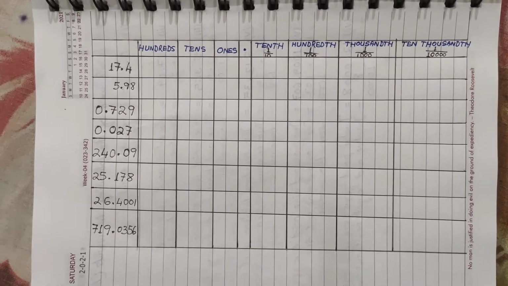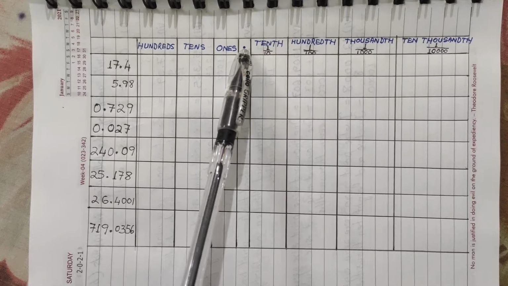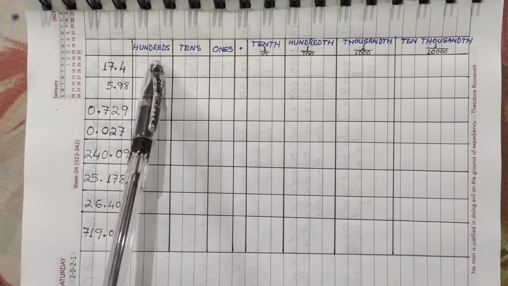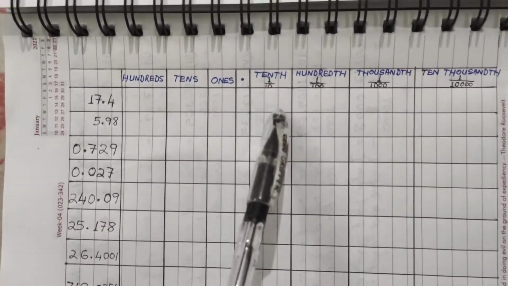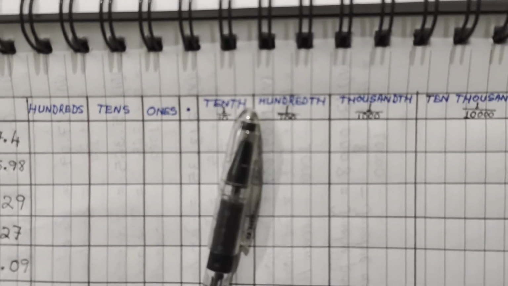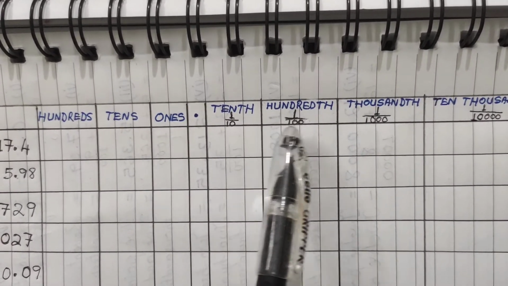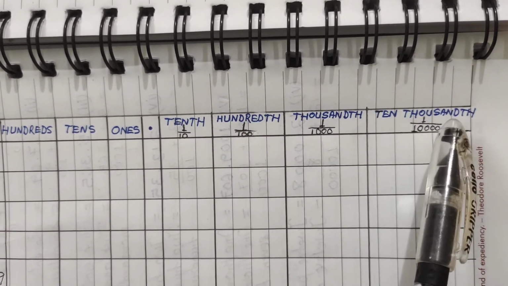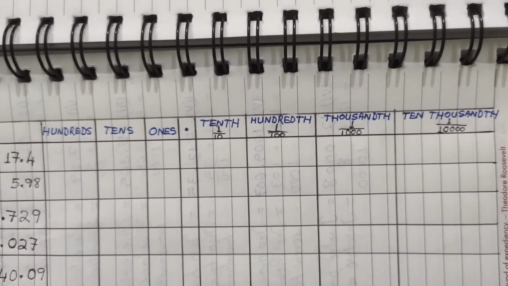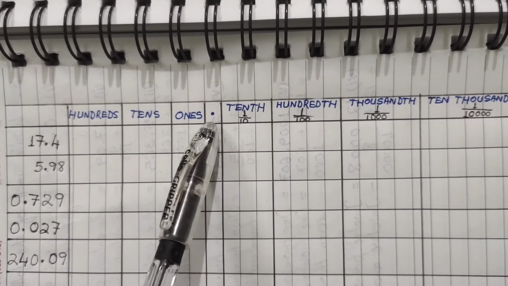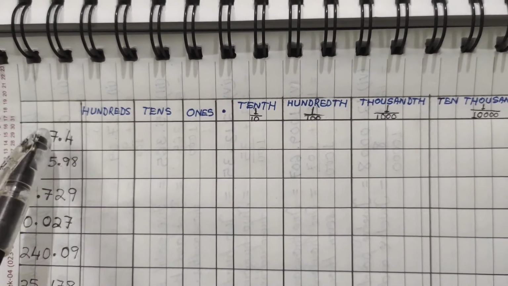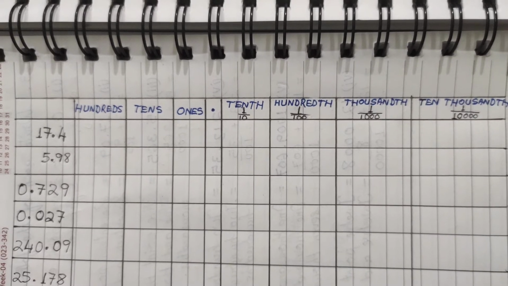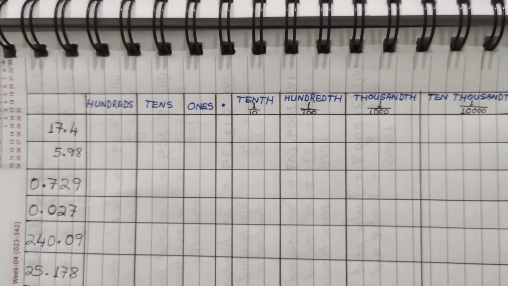In this chart we have the column for the decimal point in the center. On the left side of the decimal you have ones, tens, hundreds, and on the right side you have the tenths. Let me zoom in for you. Tenth means 1 by 10, hundredth means 1 by 100, thousandth means 1 by 1000, ten-thousandth means 1 by 10,000. So these are on the right side of the decimal point. Now these numbers that are there in the question, you have to write them in their respective columns where they fit in.